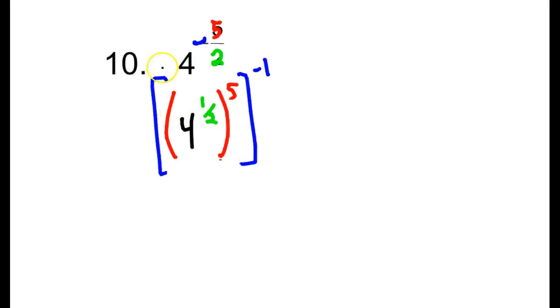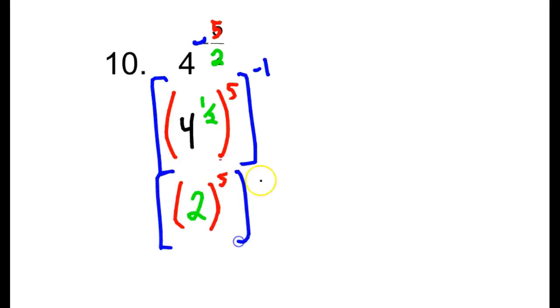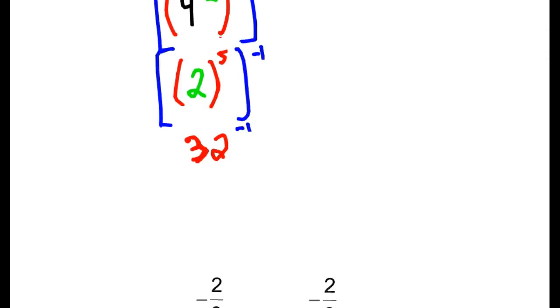Do the square root first, right? And you'll get something easier to solve. So like here you'll get square root of 4, which is 2. Then raise it to the 5th power, which is 32. And then lastly, take the reciprocal. So that'd be 1 over 32.